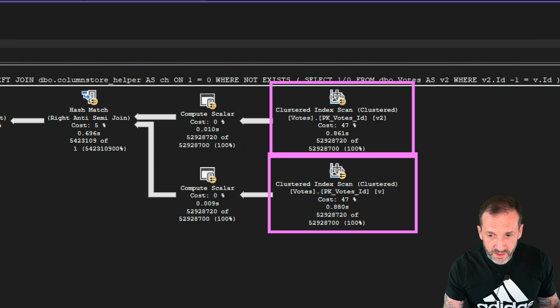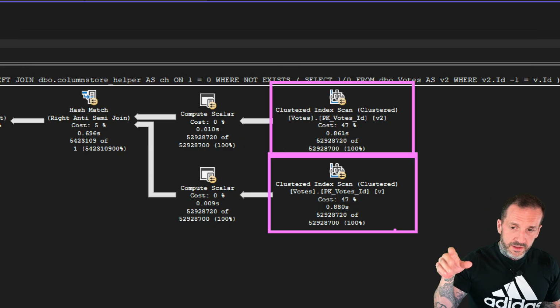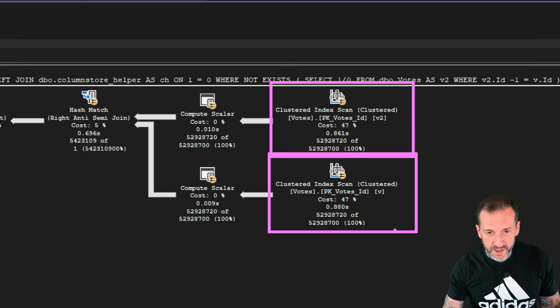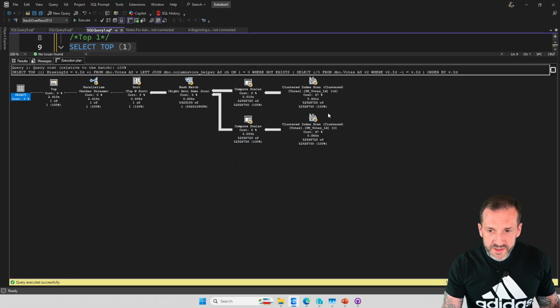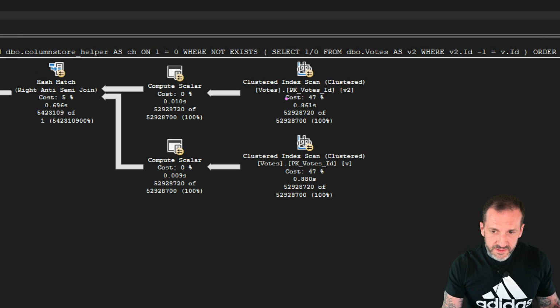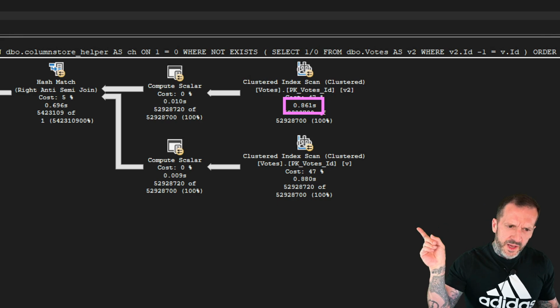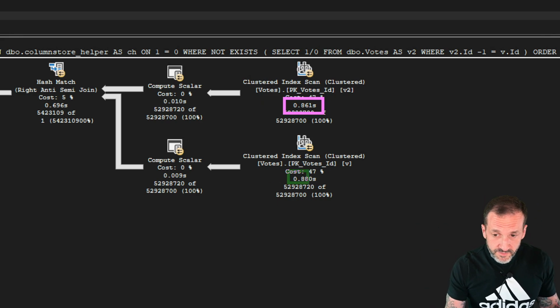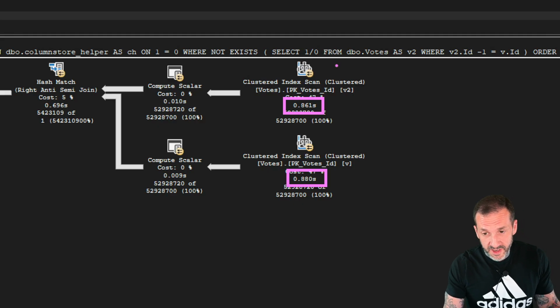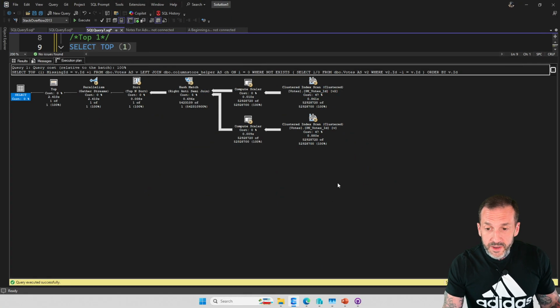So now we still have a scan of the votes table on both sides because we don't have a where clause on the votes table that we could filter rows out. But you might notice that this takes about 800 milliseconds. Before this is 1.7 seconds. This takes just about the same time, right? It's off by 20 milliseconds here. Not that big of a deal. Especially considering what these times were before.